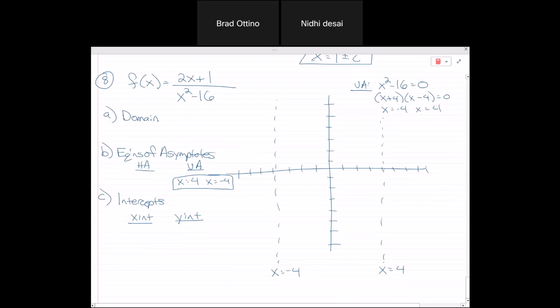That affects our domain because remember, your denominator can't be 0. Your denominator is going to be 0 at 4 and negative 4. So the way you would list the domain is you would say from negative infinity to negative 4. That covers this piece. From negative 4 to 4, that covers the middle piece. And then after 4, you would write 4 to infinity. So that's how we would write the domain.